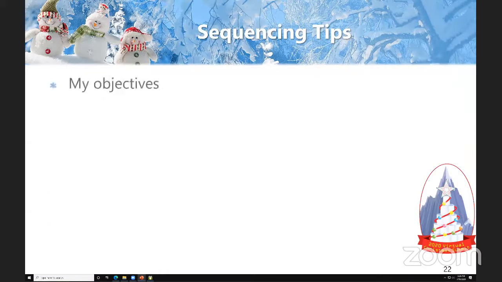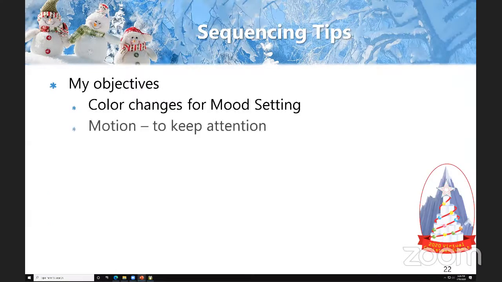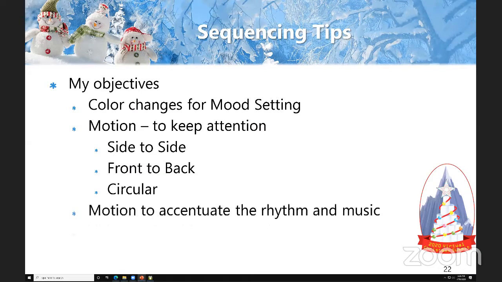Okay, we're going to get into sequencing. So I wanted to tell you what I try to do when I sequence. I look for color changes for mood settings. I look for motion to keep attention. In the motion, you can go side to side, front to back, circular, or within any given prop. So that's what I focus on.